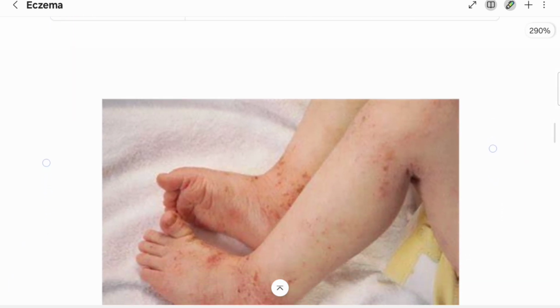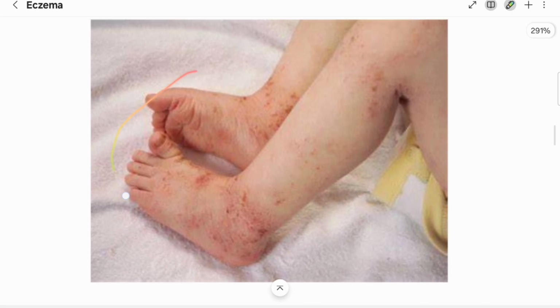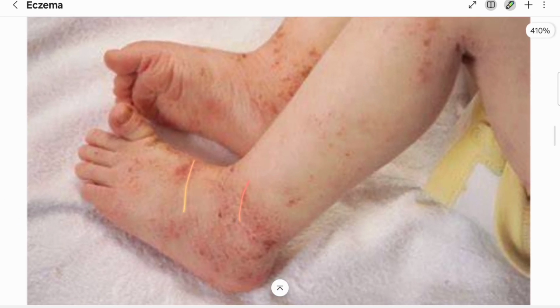And here is a picture of atopic dermatitis. Another picture. The lower extremities are affected. See the excoriation marks. Let's see the excoriation marks here. This is excoriated due to itchiness.